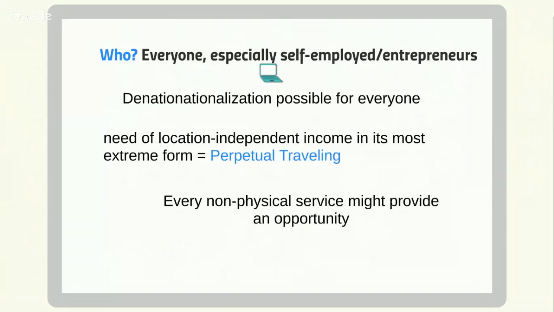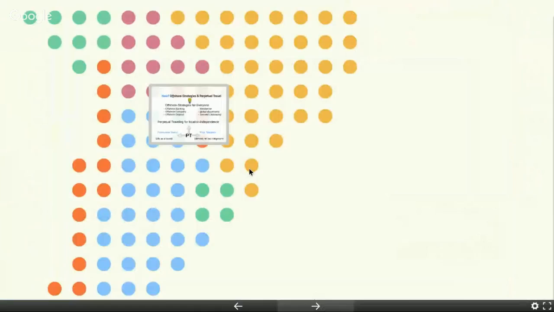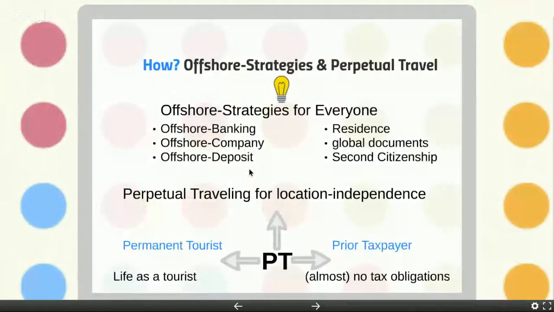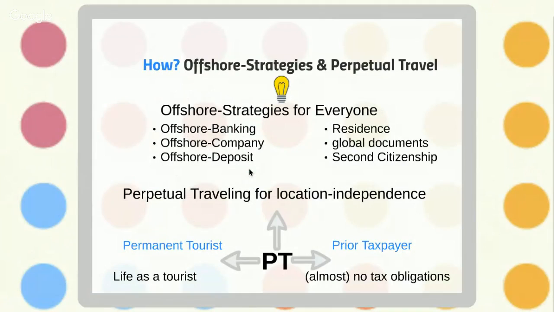There's even a growing movement of startups, of companies where they enable even employed people to work remotely if they want to. So how? Offshore strategies and perpetual travel. Here we have it, perpetual traveling. But perpetual traveling, like I said, is the more extreme form. Offshore strategies, however, can be applied by everyone.